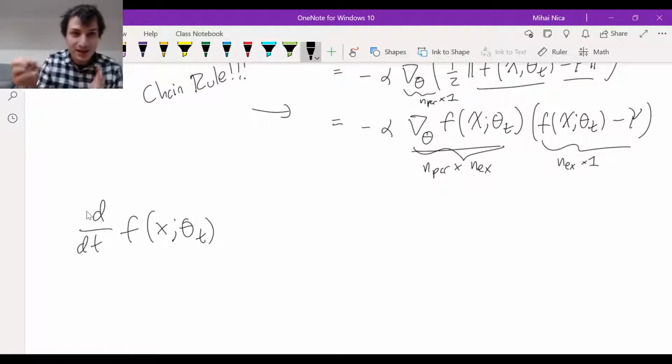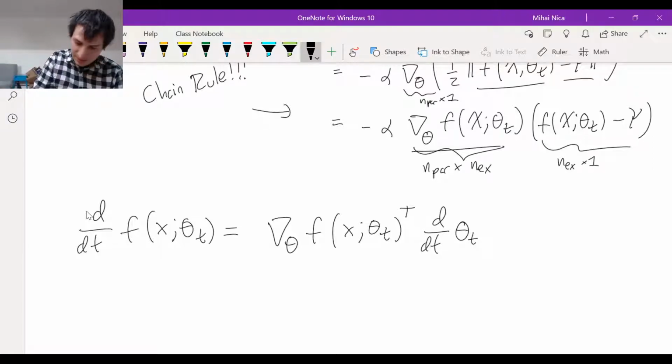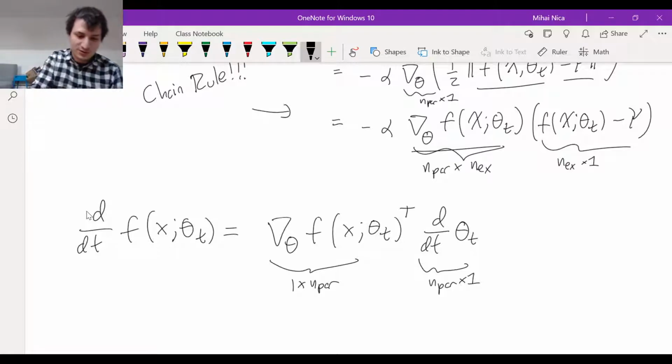Okay, and of course this depends on theta, so there's going to be another chain rule. So this is chain rule one more time. The time derivative of f of x, theta t is the time derivative of theta times the gradient of f. So this is another chain rule, and this one looks like this: d dt of theta t. This one is an n par by 1 vector, and this one is a 1 by n par row vector. So this is more chain rule.